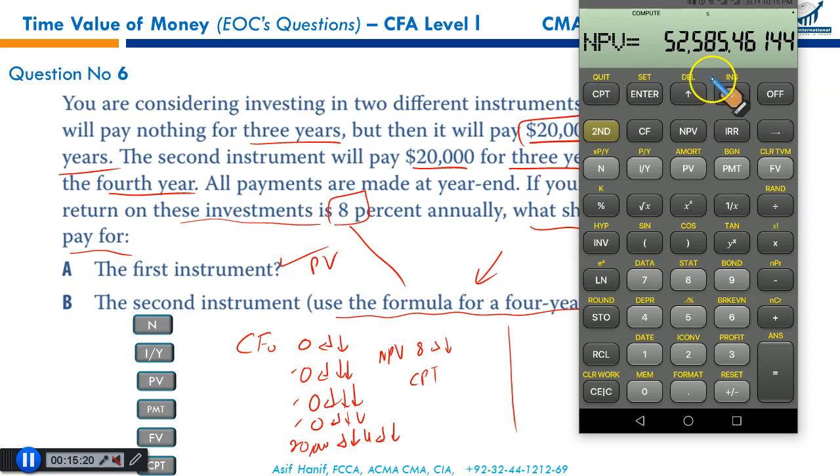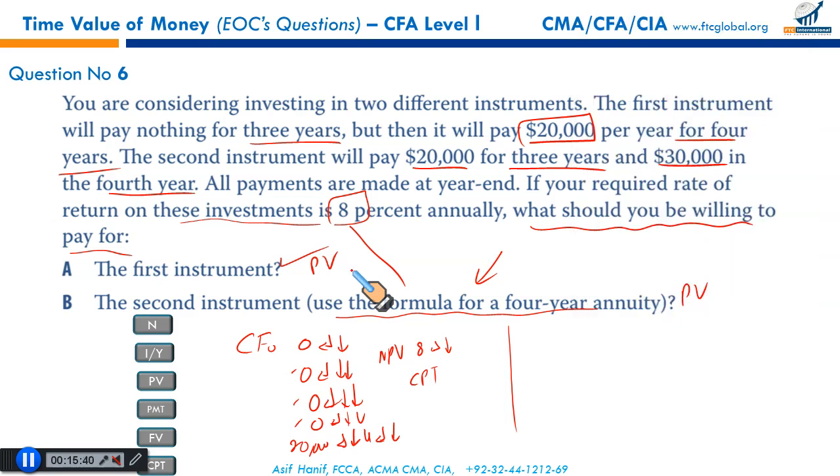52,585. This is what you are willing to pay right now for an investment that will pay nothing for the first 3 years, year 1, 2, and 3, and then it will pay 20,000 in year 4, 5, 6, and 7. Right? So that is your result. You can match it with the results given at the end of the chapter. 52,585. What about the second one?